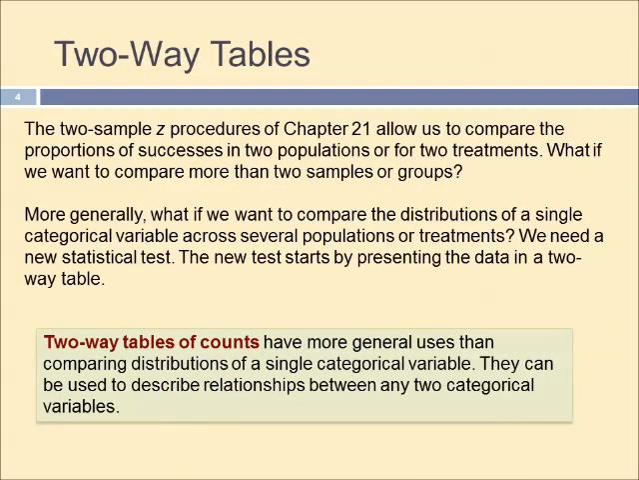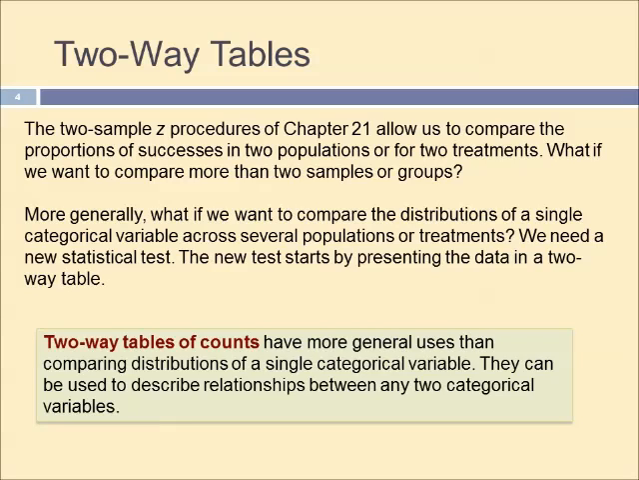The two-sample Z procedures of Chapter 21 allow us to compare the proportions of successes in two populations or for two treatments. What if we want to compare more than two samples or groups? More generally, what if we want to compare the distributions of a single categorical variable across several populations or treatments? We need a new statistical test.